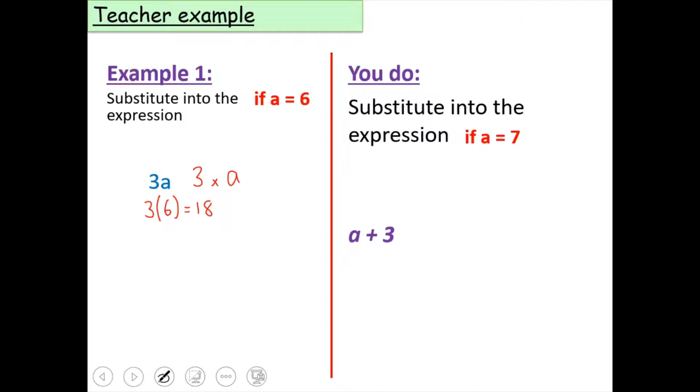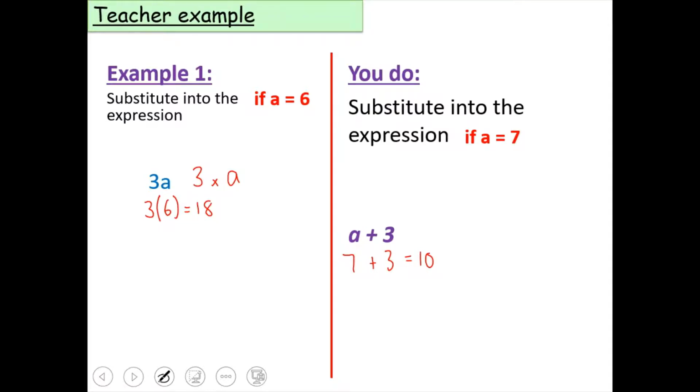Right, what you should have done, like we said earlier on, is if a equals 7, replace a with the 7. But this time you should notice that in our previous question it was 3a, which means 3 times a. This question says a plus 3. So let's replace the a with the 7. Underneath the a, I'm going to write 7, and then you just do plus 3, and our answer is 10. So that is our final answer. Two slightly different questions. 3a in the example meant 3 times a, and a plus 3 with a replaced by 7 is 7 plus 3, and that equals 10.